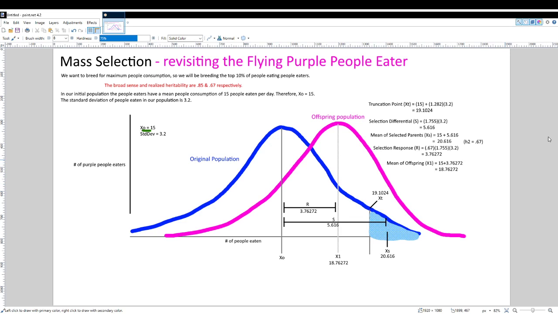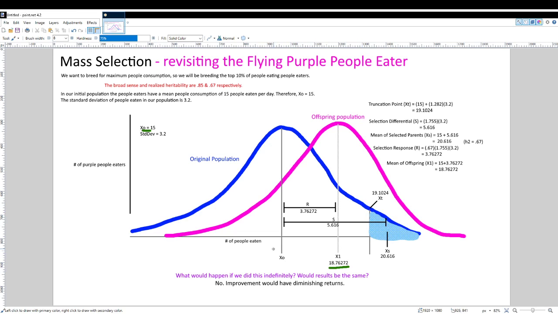So now we can see that the mean in our offspring is going to be 18.76272, which is 3.76272 higher than in our initial population. So we've succeeded in making our flying purple people eaters eat more people.